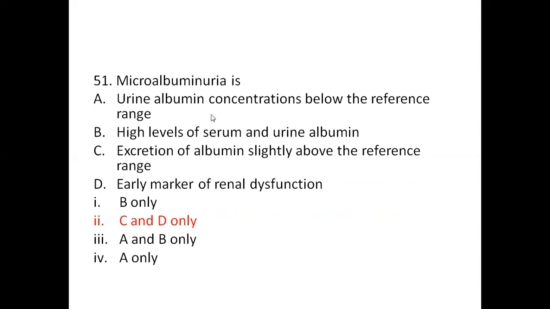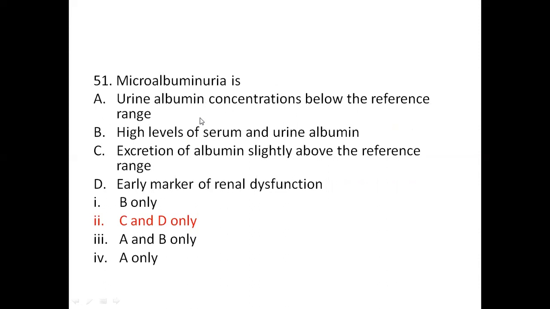Microalbuminuria. What is meant by microalbuminuria? Option A, urine albumin concentration below the reference range. Option B, high levels of serum and urine albumin. C, excretion of albumin slightly above the reference range. D, early marker of the renal dysfunction.